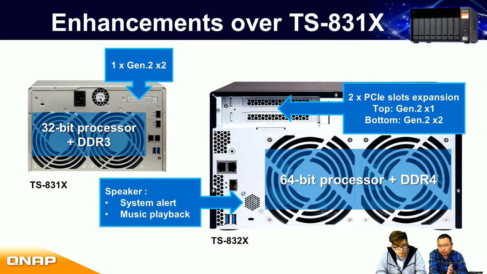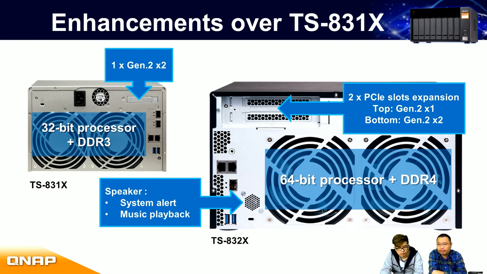And then here you will see the major upgrades over the 831X. On the 832X, on the right-hand side, you will see the PCIe slots from 1 to 2, and the speaker is now a new addition. The processor and memory are also upgraded from the A31X. Now you get a 64-bit ARM processor with DDR4 memory support. So all this makes the device a major improvement over the existing A31X.